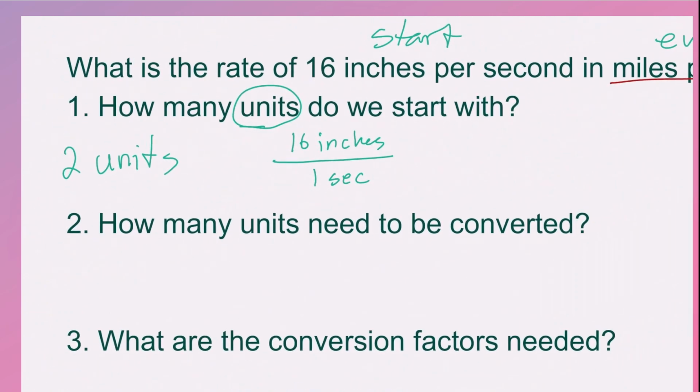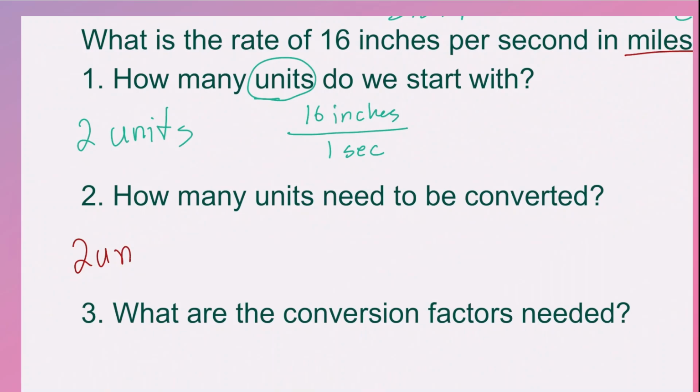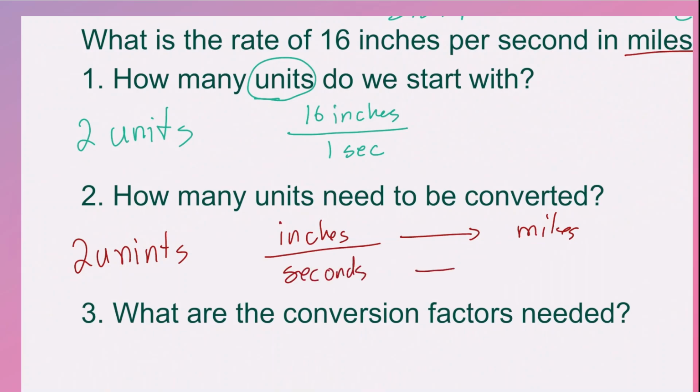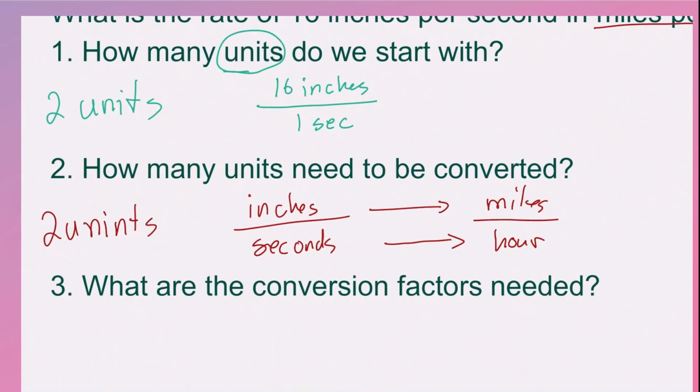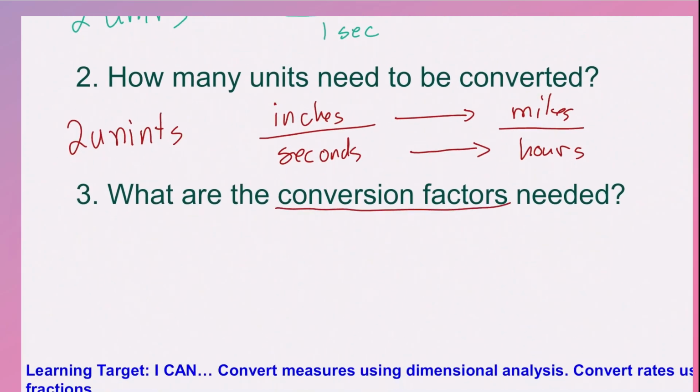Now let's look at the end, miles per hour. How many units need to be converted? Well, we have inches and seconds, and we need to change that to miles and hours. So we have 2 units that need to be converted. Inches are going to be converted to miles, and seconds are going to be converted to hours. So we begin where we are, and we need to figure out how to get from one to the other. Let's think about the conversion factors that we're going to need.